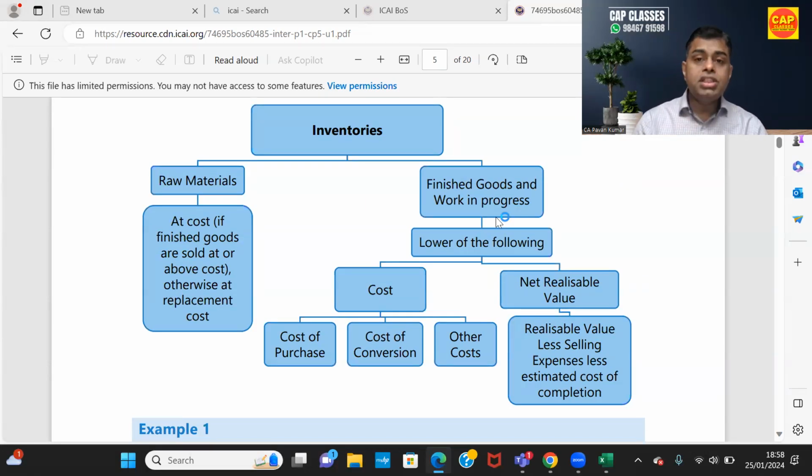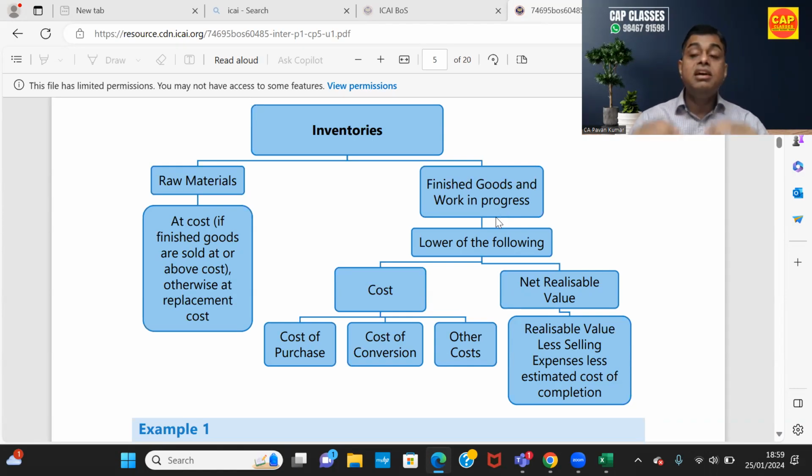So guys, this chart which I asked you to copy in your notes, if you look at it, there are two things. How do we value raw materials is given on the left hand side? How do we value finished goods and work in progress is written on the right hand side? So remember the rule, as far as raw materials are concerned, there is no cost or NRV whichever is lower. So for raw materials, it is always cost. You don't need to compare it with NRV.